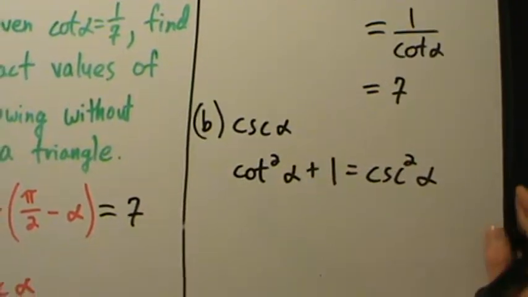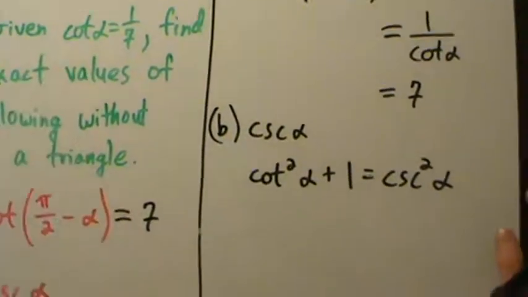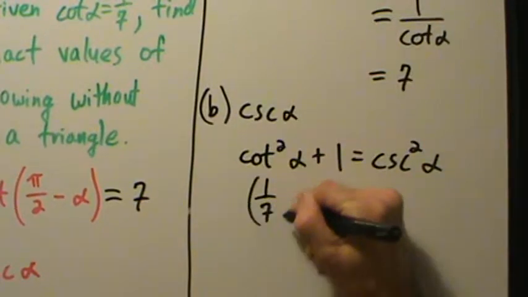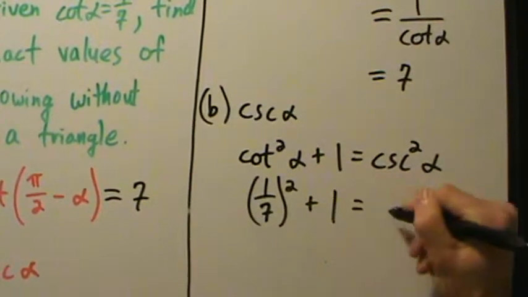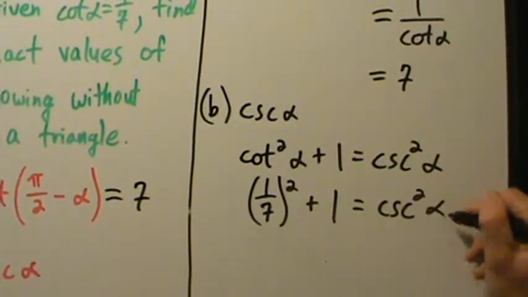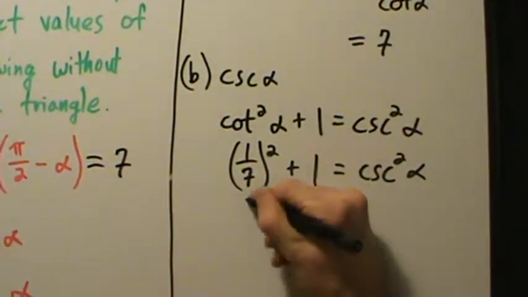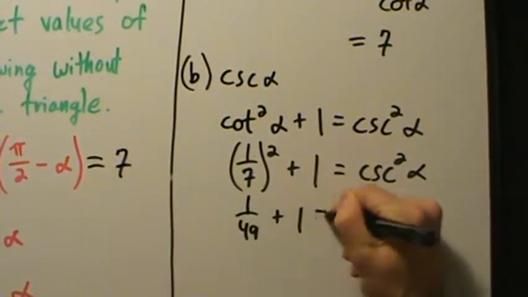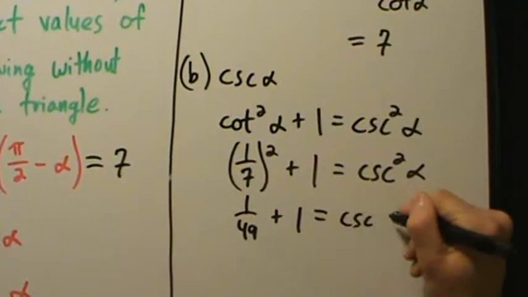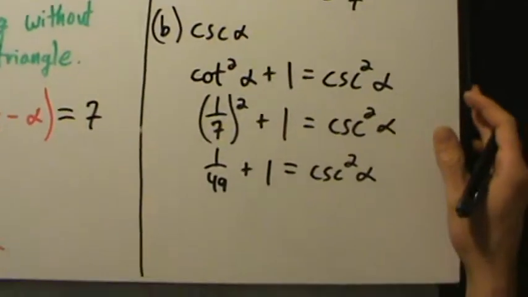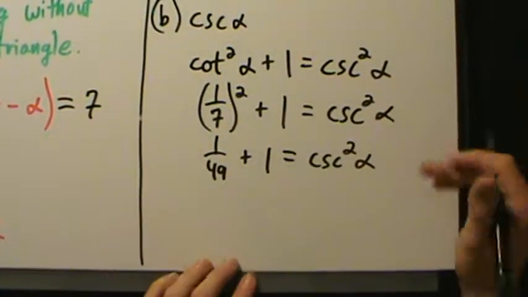So cotangent squared of alpha plus 1 equals cosecant squared of alpha. Cotangent of alpha is 1/7, so this is 1/7 squared plus 1 equals cosecant squared of alpha. You square 1/7 and get 1 over 49, plus 1, that equals cosecant squared of alpha. So 1 over 49 plus 1, let's do this.